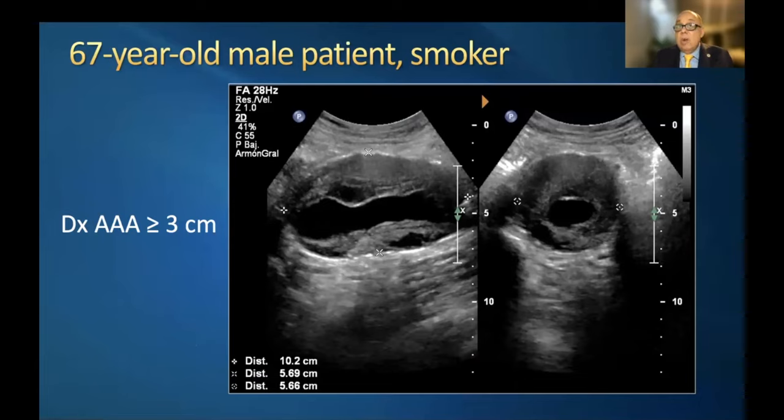This is a 67-year-old male patient, smoker at the moment of the test. And here we have the lesion, very clear, with more than 10 centimeters, 10.2 centimeters long. And here AP and transverse, 5.69 over 3 centimeters, 5.69 and 5.66 in transverse. We did immediately the diagnostic: AAA equal or more than 3 centimeters.